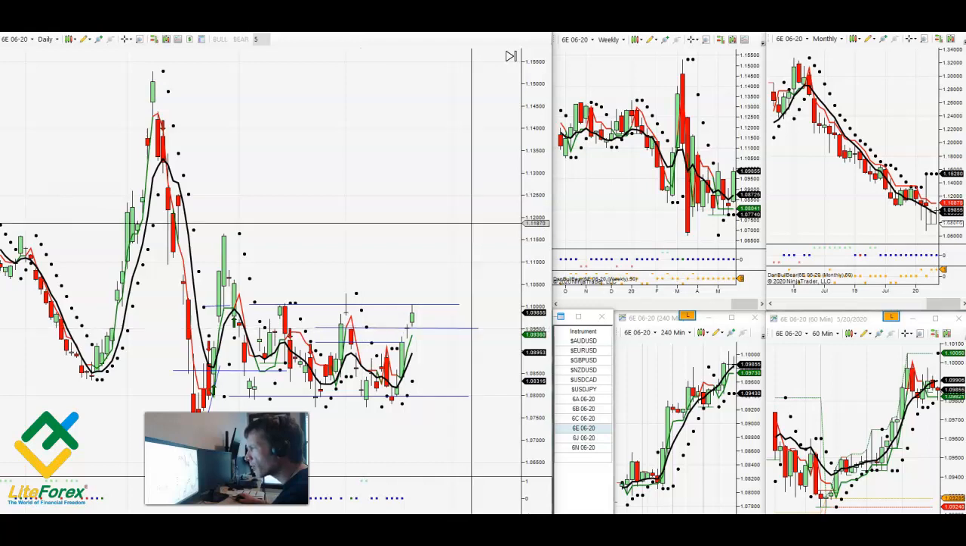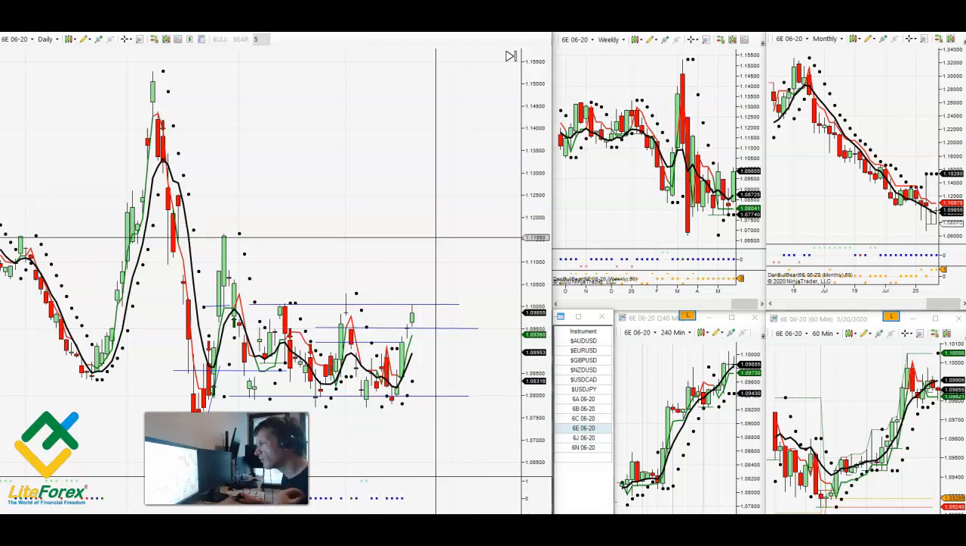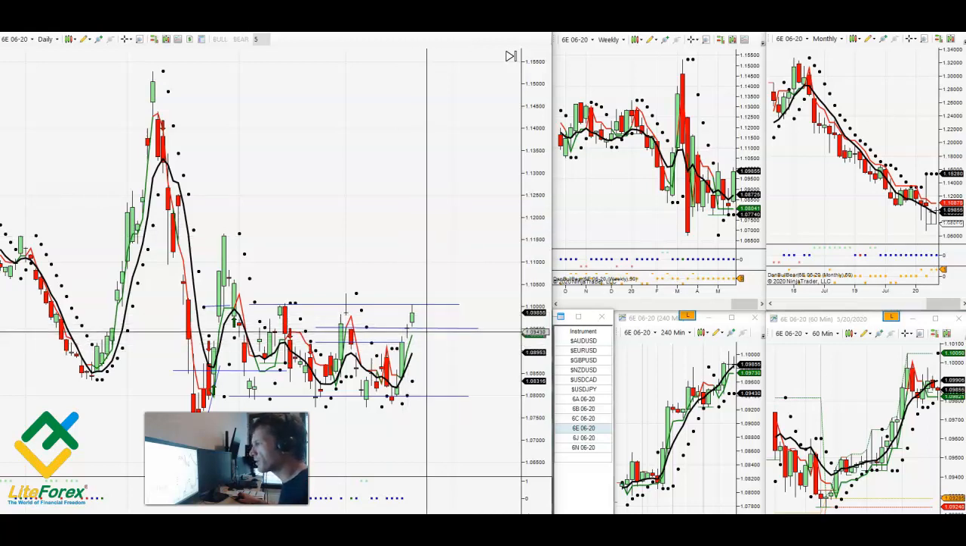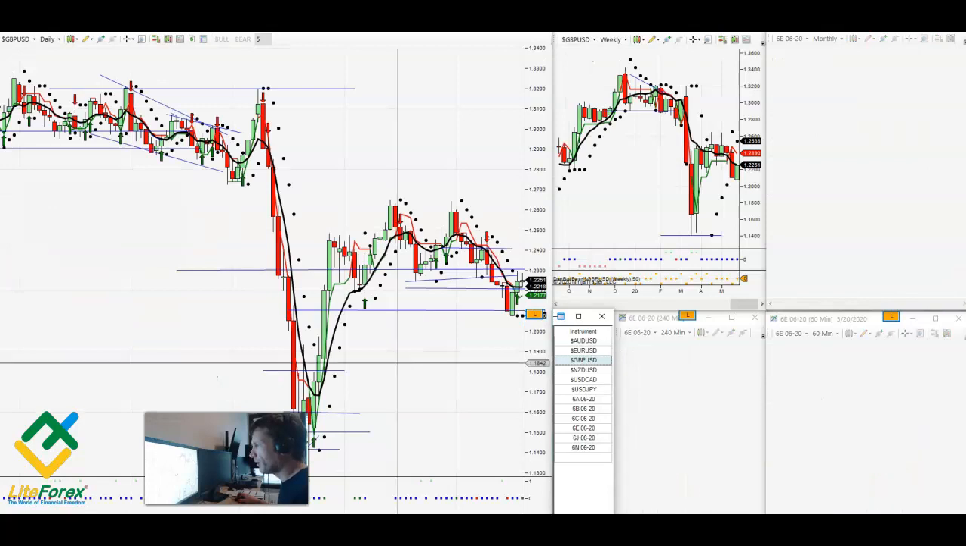Same thing, 1.095 is that important support price, which is close to the low today. The low today, 1.0955. So that's the support. Let's see if it can bust out tomorrow.